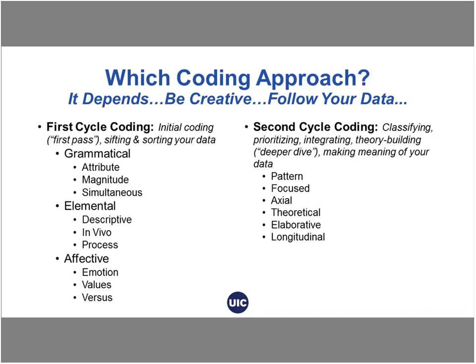First cycle coding really helps you sift and sort your data, make sense of what you have, and start to think analytically about what these data mean. Whereas your second cycle coding is really a deeper dive. You're making meaning of that data. You're going back in, you've already coded, and now you're going back into your data and you're adding additional codes.